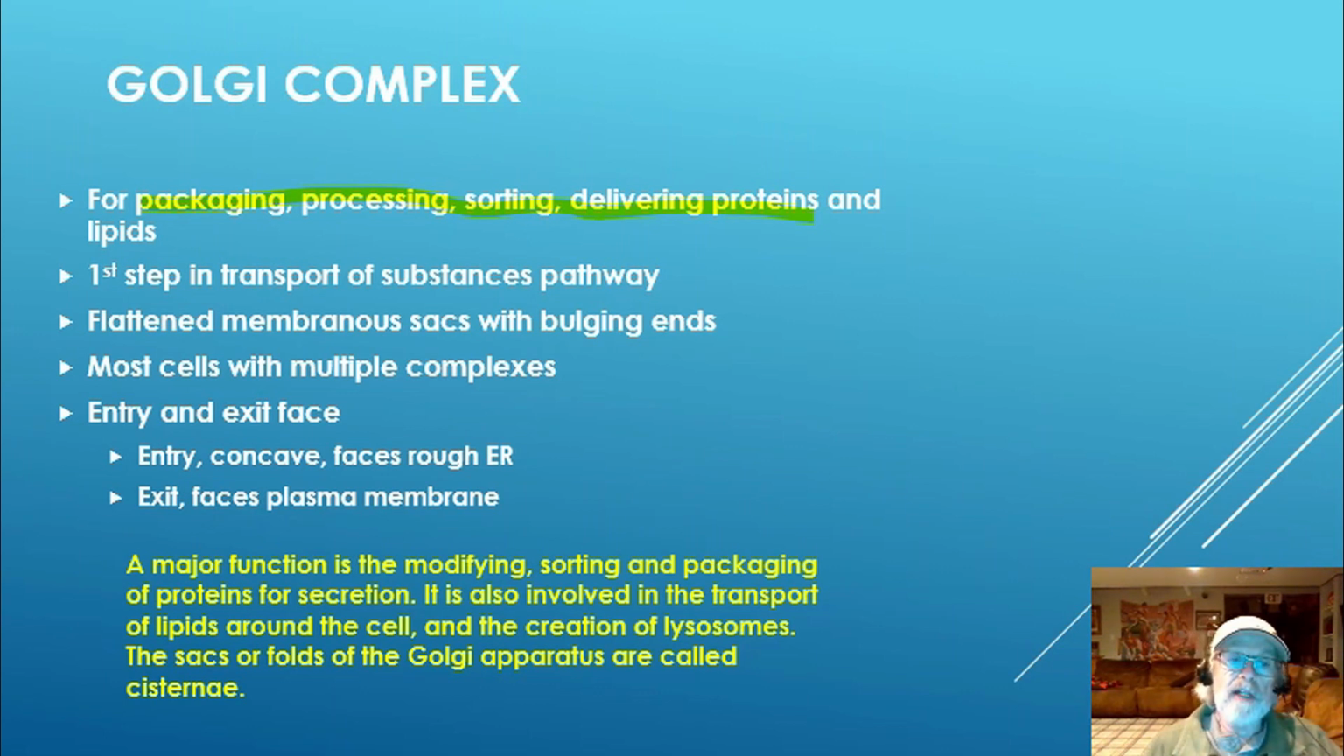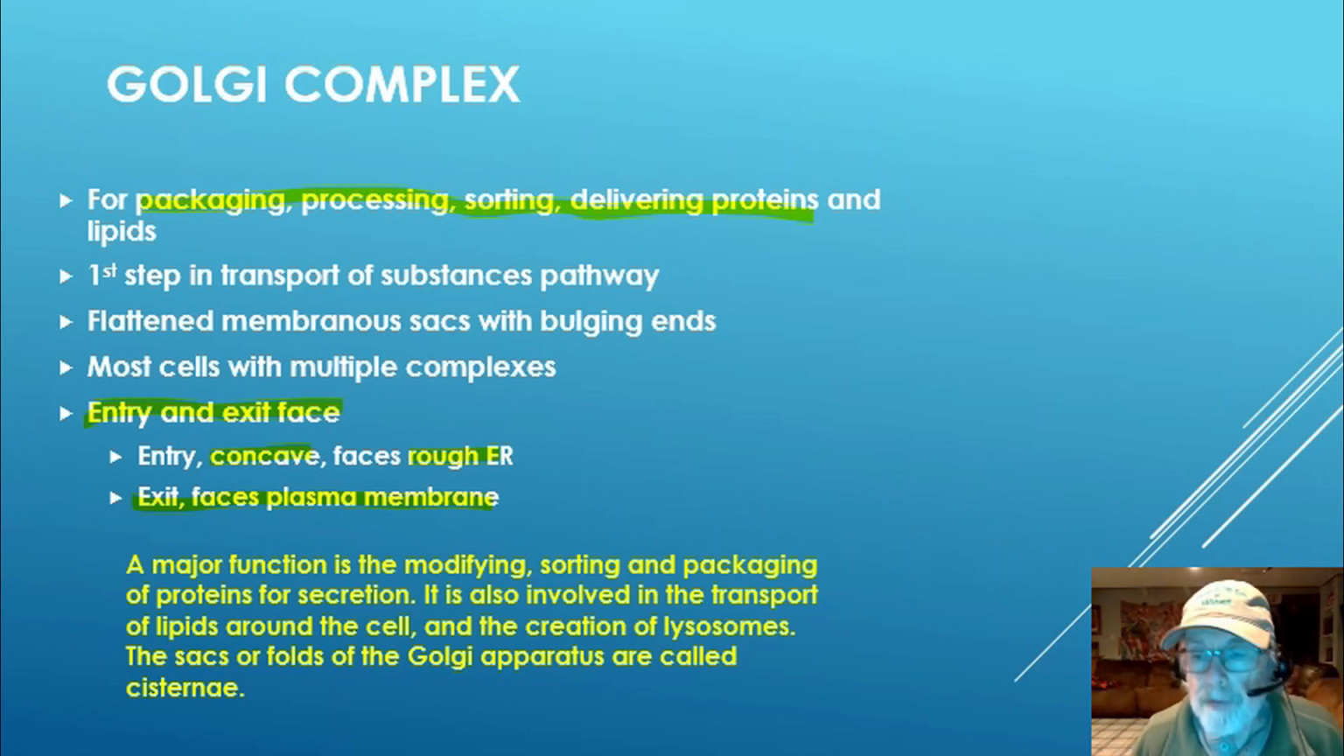Okay, they're basically, again, flattened membranes with bulging ends, and most cells have multiple Golgi complexes within them. There are multiple areas with the Golgi complex. They have what's called an entry and an exit phase. Okay, guess what those mean? Well, the proteins and the materials go in at the entry phase, and they come out packaged and processed at the exit phase. The entry phase is sort of concave. It faces the rough endoplasmic reticulum. Why? Because that's where it's getting all these proteins. The exit phase usually faces the plasma membrane. Why? Because some of that protein and the materials that are packaged and sent out through the Golgi complex are going to be leaving the cell.